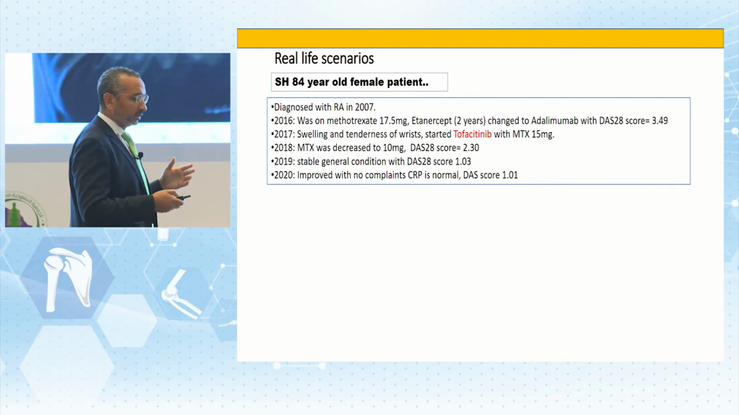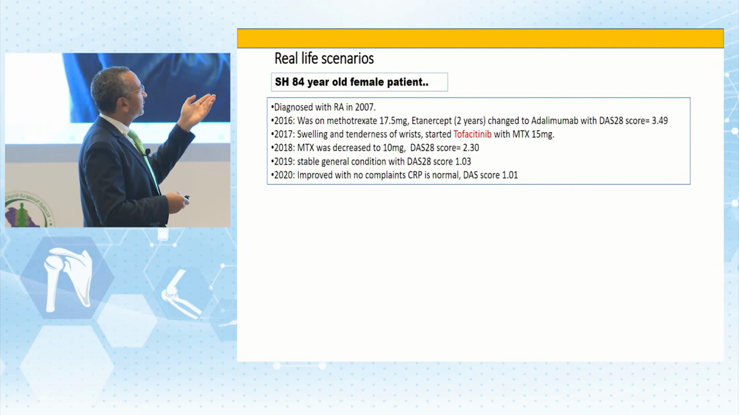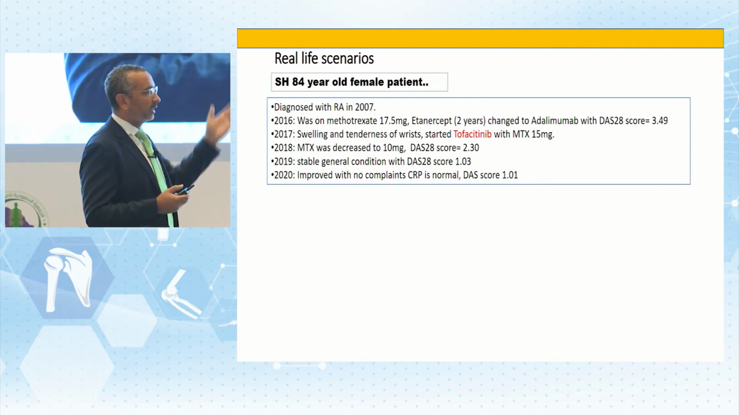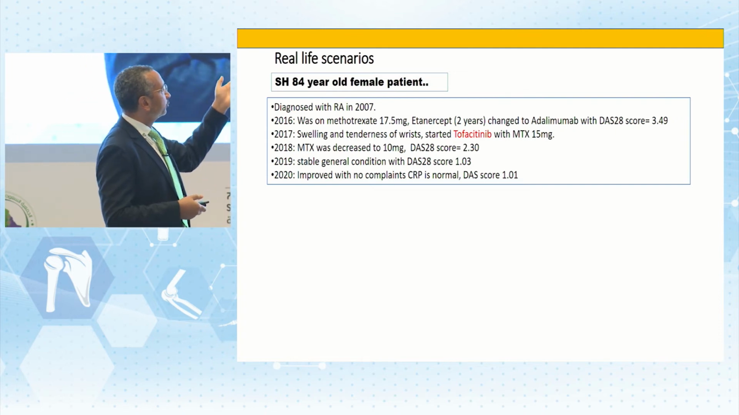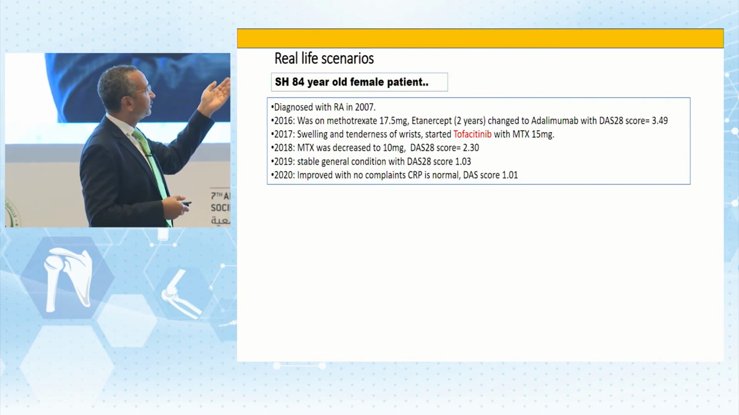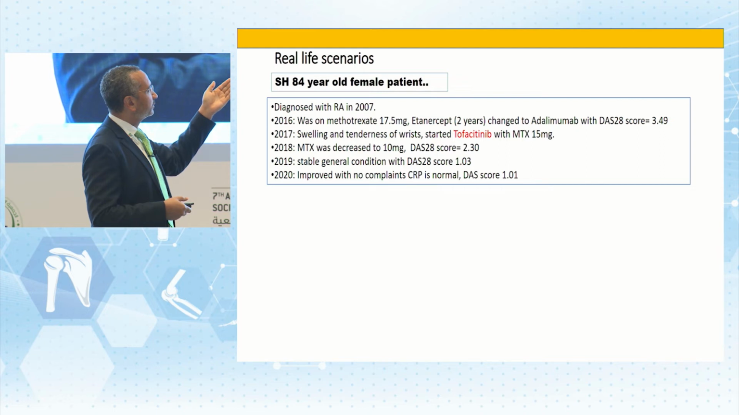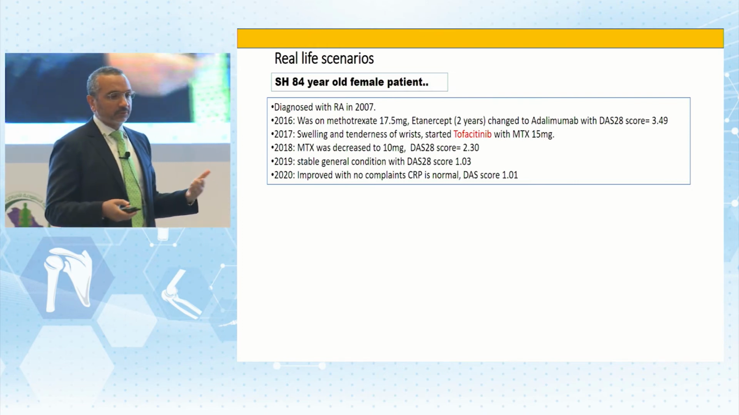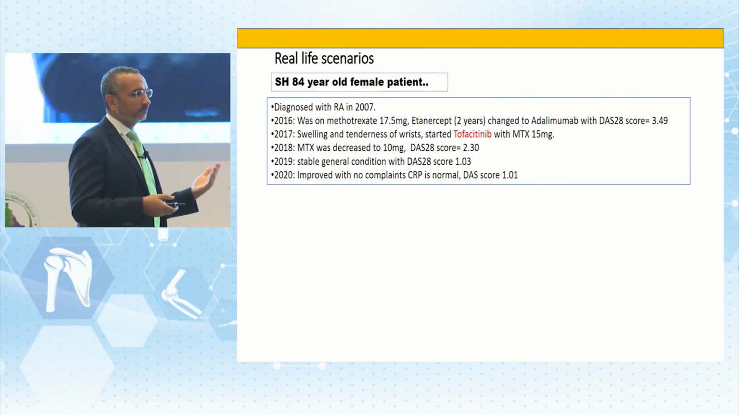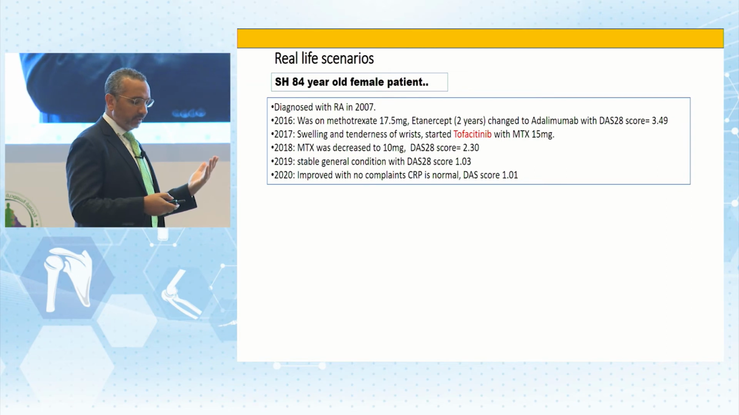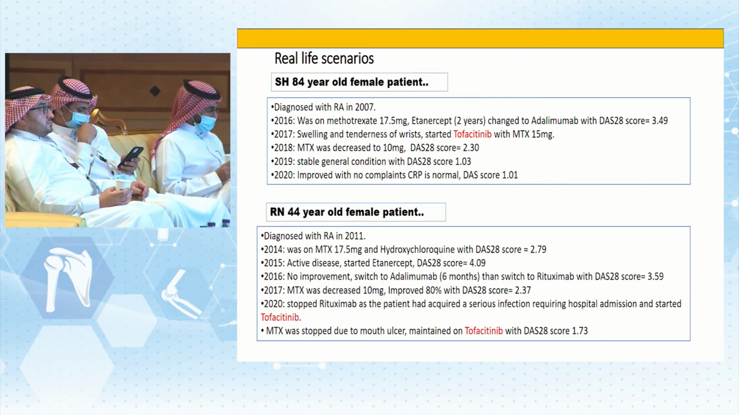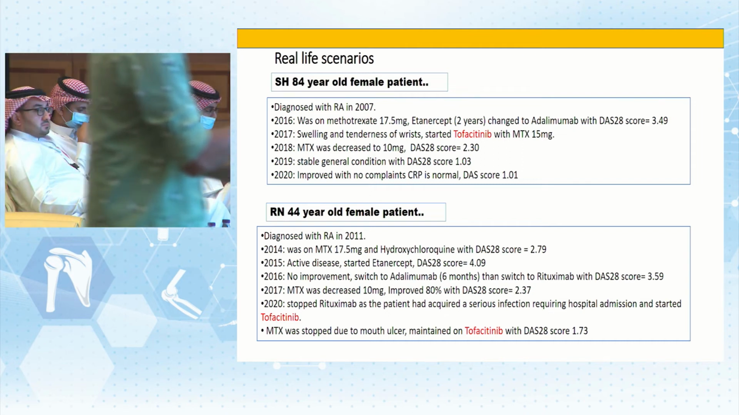patients are getting tofacitinib. This patient is elderly, 84. For those who are reluctant to use biologics in elderly, I have an 84-year-old who's been having rheumatoid for many years. She didn't respond well to biological therapies, so once we switched to tofacitinib, her disease activity is under control. And she's living in and out of Saudi Arabia, and she's a very happy lady with this mode of therapy. Another female patient, 44, diagnosed in 2011.